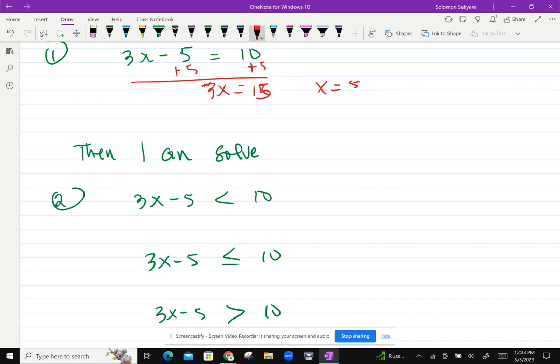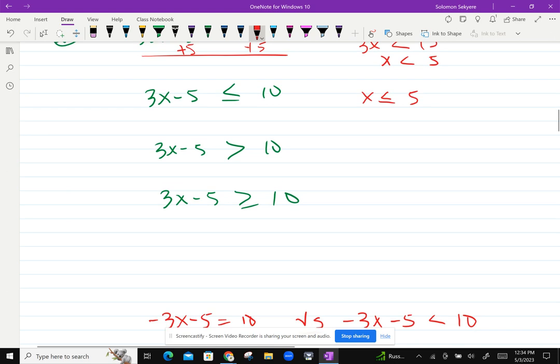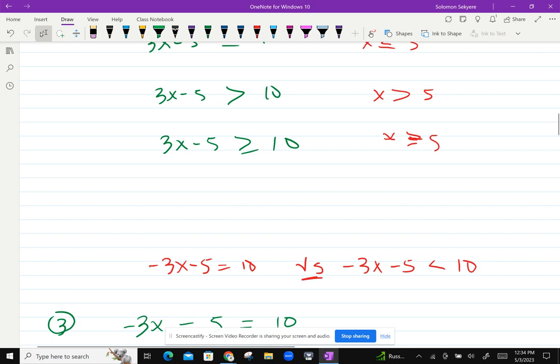Then I can also say this is an inequality, and it says 3x minus 5 is less than 10. The same way, I add 5 to both sides, right? And I end up with 3x is less than 15. I divide both sides by 3 and I say x is less than 5. The same thing, if it was less than or equal to, then my answer, I will just write x less than or equal to 5. If it was greater than, still the same, x greater than 5. If it was greater than or equal to, my answer is still greater than or equal to 5. Nothing really changes, no big deal.